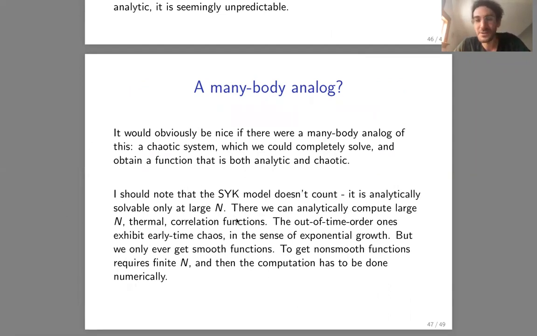The system that comes to mind is SYK, but I should note that SYK doesn't count because it's only analytically solvable at large n. There we can analytically compute large n thermal correlation functions, and the out of time order ones exhibit early time chaos in the sense of exponential growth, but we only ever get smooth functions. Presumably to get a non-smooth function would require finite n, and then even in SYK we would have to do the computation numerically. So SYK is not an example of a system that does this.